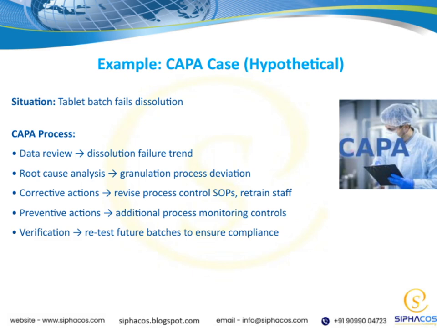Next, we perform root cause analysis, which in this case reveals a deviation in the granulation process. Identifying the root cause is crucial because it allows us to target our corrective actions effectively. For corrective actions, we might revise the process control SOPs to ensure better consistency and retrain staff to follow these updated procedures strictly. These steps help us address the immediate issue and prevent recurrence.